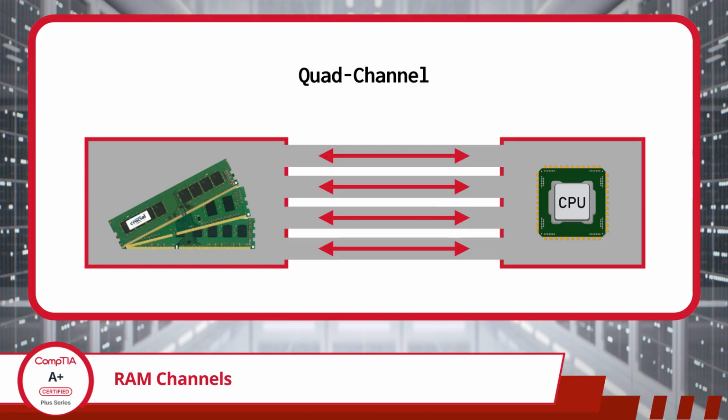Finally, we have quad-channel configurations. In the world of memory, a quad-channel configuration stands as the pinnacle of efficiency, boasting 4 dedicated pathways or channels for data to seamlessly traverse between the CPU and RAM. This configuration can be pictured as an expansive 4-lane highway. When identifying a quad-channel setup, it's important not to confuse it with a dual-channel configuration.